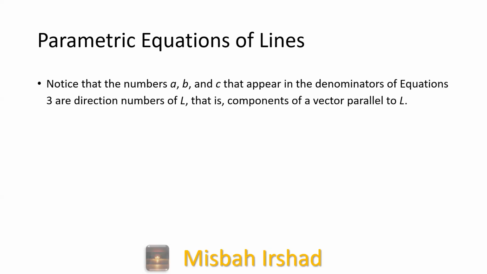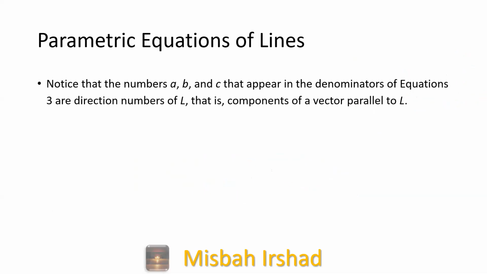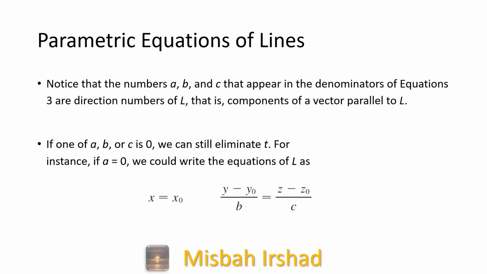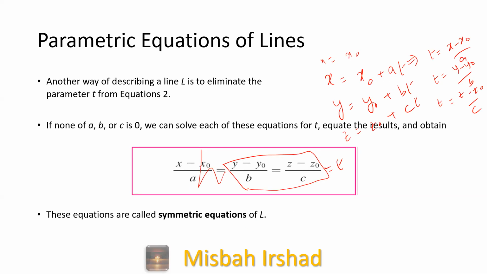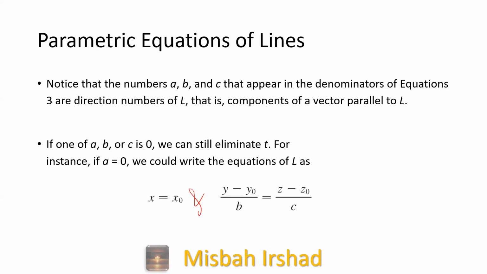In case one of the values is 0, we can still eliminate t from these equations. For example, if a is equal to 0, then x becomes x naught, and we use the rest of the values to describe the equation: x is equal to x naught, and y minus y naught over b is equal to z minus z naught over c. This is called the symmetric equation of the line. So far we have learned the vector equation of the line, the parametric equation of the line, and the symmetric equation of the line.